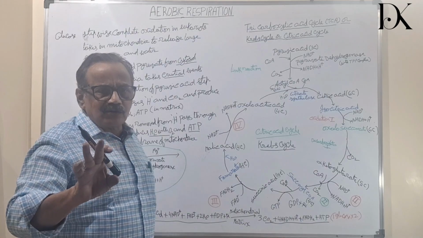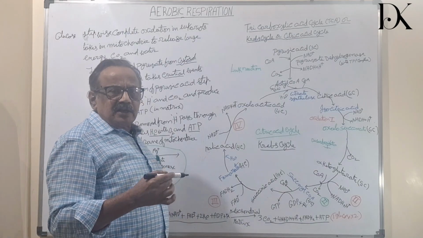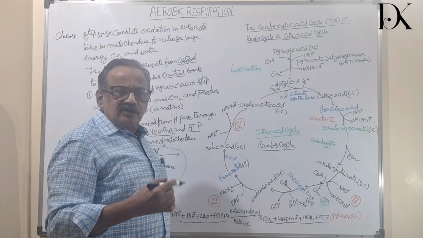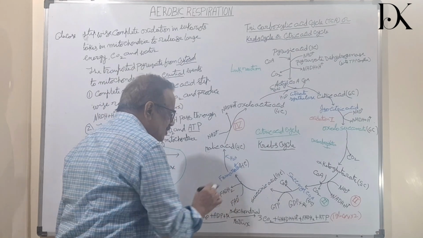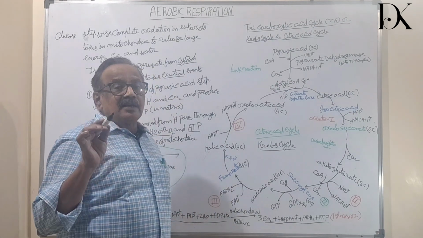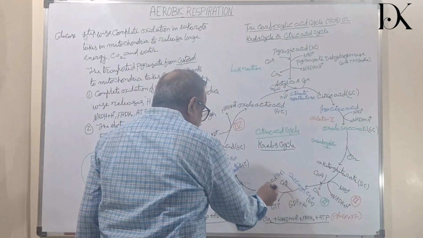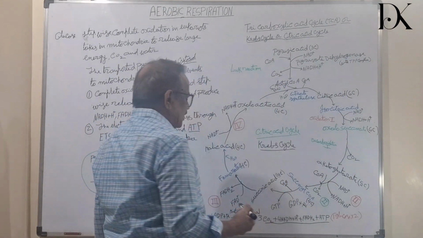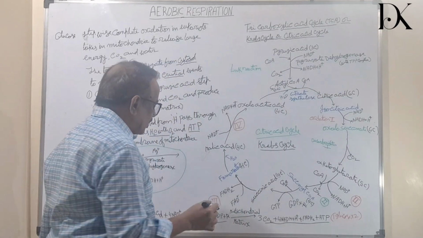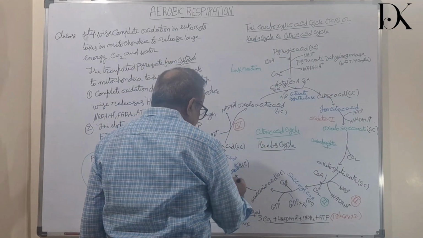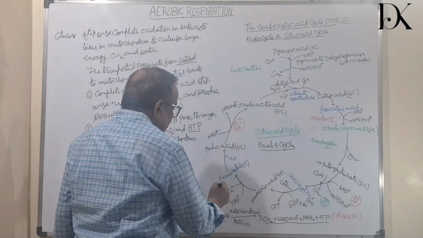Means immediately it will convert into ATP, or directly ATP. It is not necessary to worry. GDP, guanosine diphosphate, will convert into guanosine triphosphate by taking one inorganic phosphate when succinyl coenzyme A is converting to succinic acid. That is the thing, 4-carbon. Now the succinic acid will be converted into fumarate.